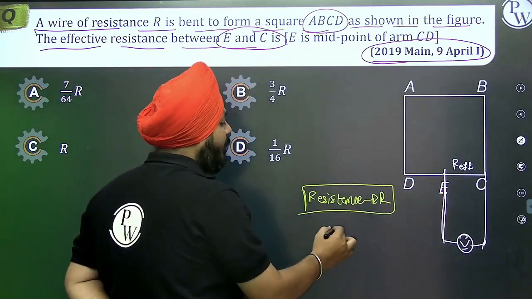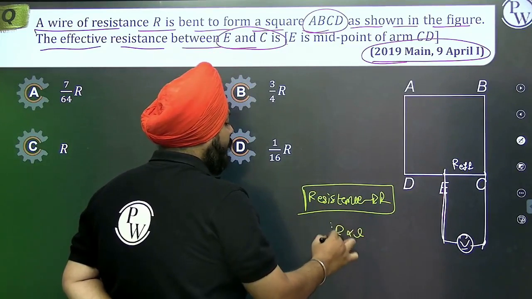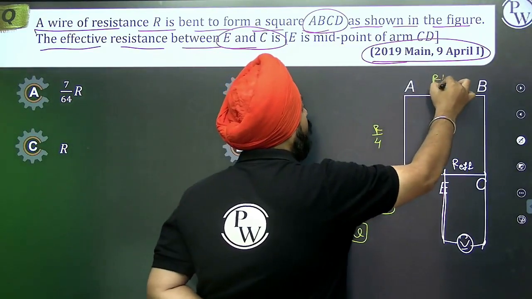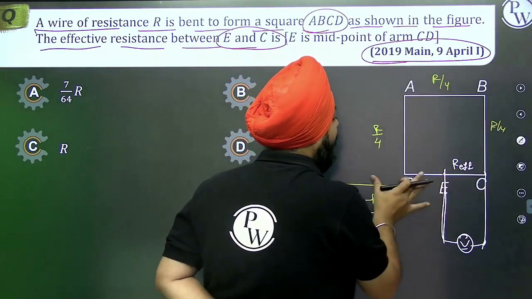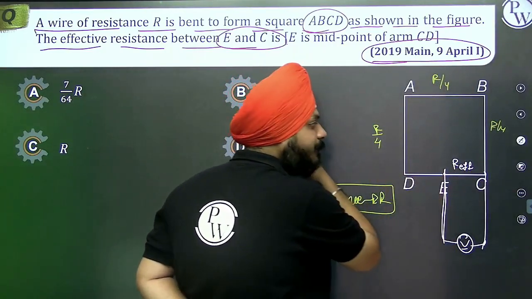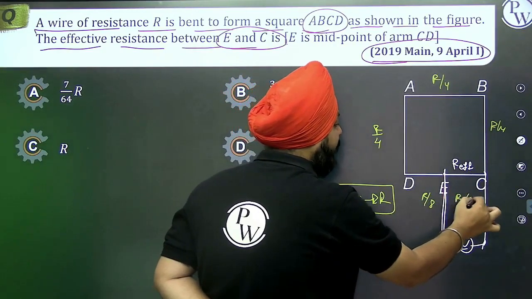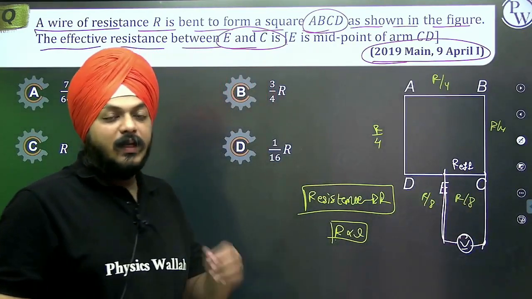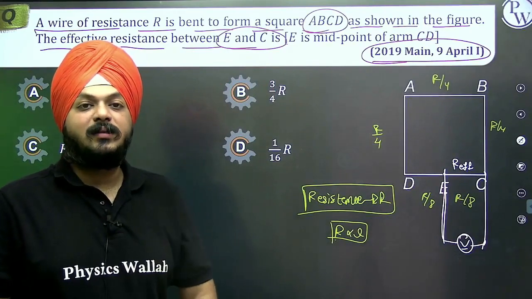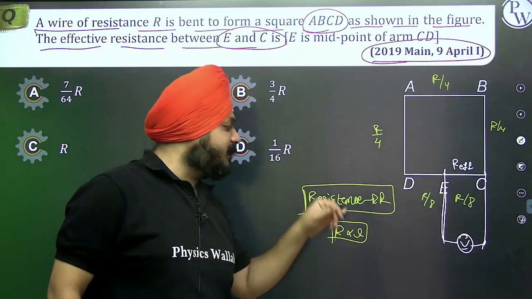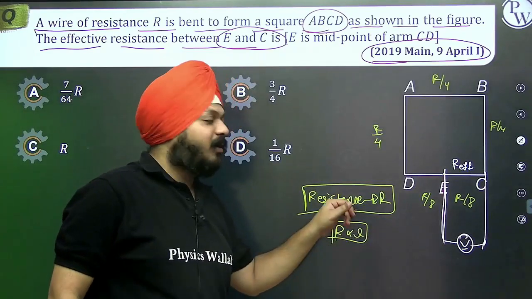So the lengths are equal, and resistance is directly proportional to L. Can I say this is R by 4? This is R by 4, this is R by 4, and the entire part is R by 4. For that, it is R by 8 and R by 8. It is divided into 4 equal parts. This one is R by 4, as resistance is directly proportional to length.